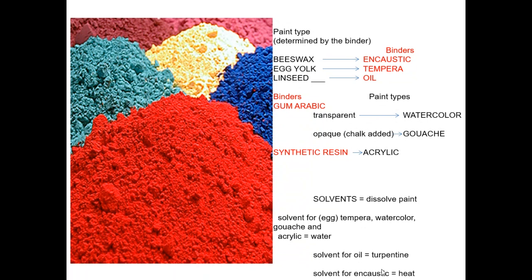The solvent is sort of the opposite of the binder. The solvent is what dissolves the paint. It's mainly used for cleaning brushes and cleaning up. The solvent for most paints is what we call in chemistry class the universal solvent, water. The solvent for egg tempera, watercolor, gouache, acrylic, all of those, is water. The solvent for oil paint is turpentine. And technically the solvent for encaustic is heat, because the beeswax, of course, hardens when it cools. So to get it to be liquid, if you wanted to remove it or clean it out of a brush, you'd have to heat it up if it had cooled.